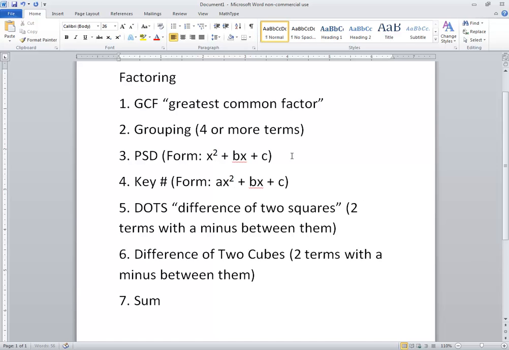Then our seventh one is the sum of two cubes, and that's where you have two terms with a plus between them. Now you always try to do the GCF, but from there the form of the problem tells you exactly which method to try.